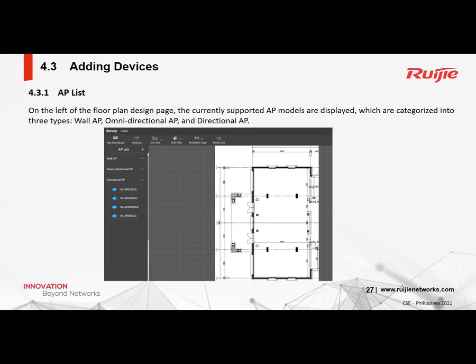And then next, so after mo ma-draw yung mga ating obstacles, so okay na lahat, then maglalagay ka na ng mga access point sa ating floor plan. So dun ka lang sa AP list. So sa AP list, meron dyan wall plate AP and omni or directional AP. So sa omni and directional, andun na yung outdoor and indoor natin.